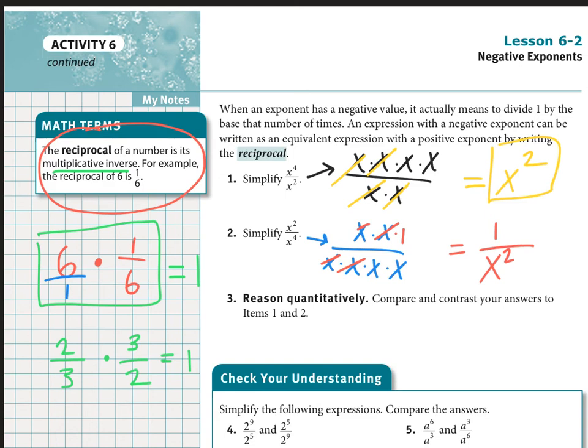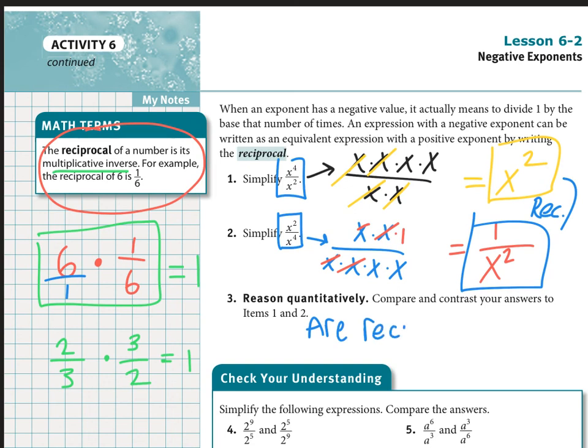And so by looking at these two things, x squared and 1 over x squared, these are reciprocals of each other. Okay, and that's because, look what we started with, the original expressions, those are reciprocals of each other. Okay, so the answers are reciprocals of each other. Okay, again, reciprocal, you just flip the fraction. If it's not a fraction, put a 1 under it, then flip it. That's how you get the reciprocal.